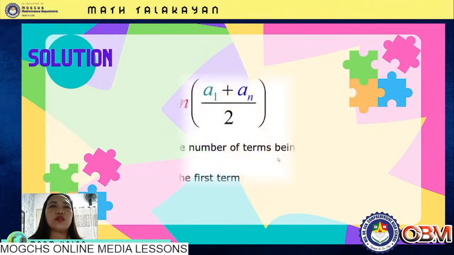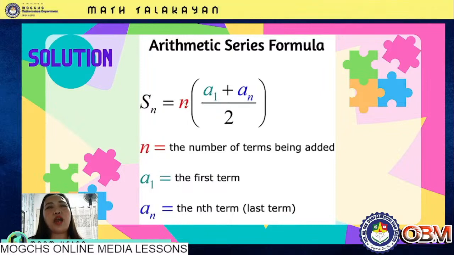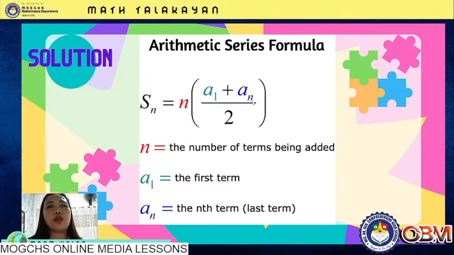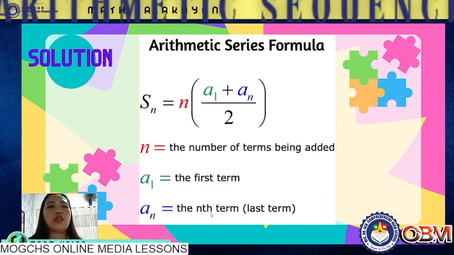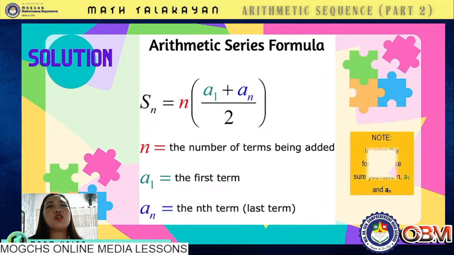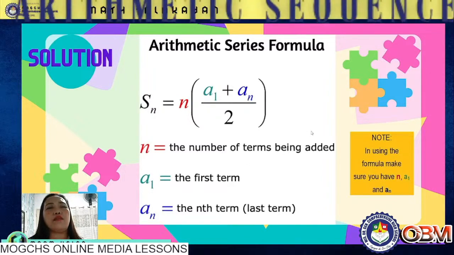So solution. We're going to use the arithmetic series formula. So we have S sub n equals n times the quantity of a sub 1 plus a sub n divided by 2, where n is the number of terms being added, a sub 1 is the first term, and a sub n is the nth term, or the last term. Note, if you're going to use the formula, make sure you have your n, your a sub 1, and a sub n.